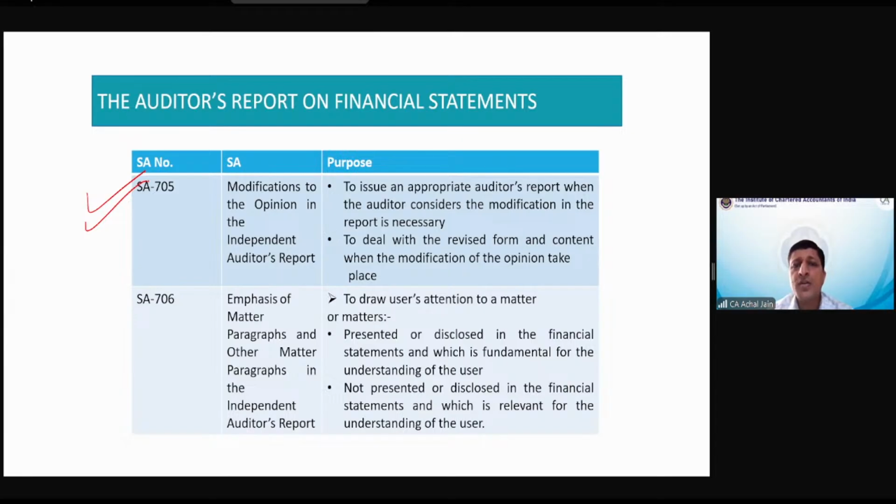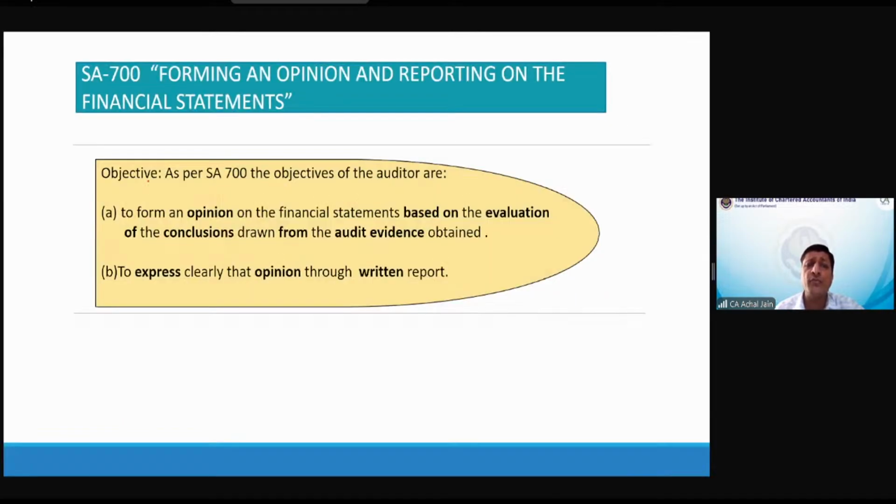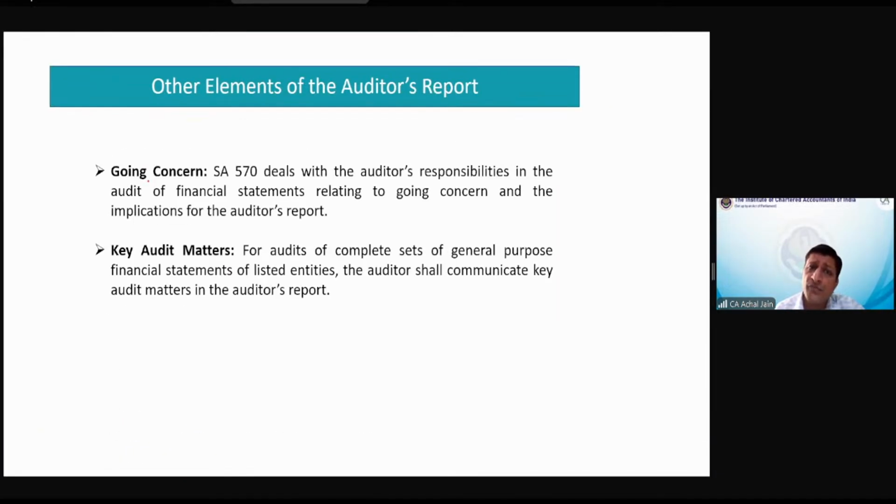Now, this standard talks about modifications. What is it that the auditor needs to do when there is a modification, or when the auditor concludes that the modification is required to be included? Number one, if the modification is considered, or it's something which the auditor is planning, what could be the reasons around it? All of these answers you will get to know from SA 705.